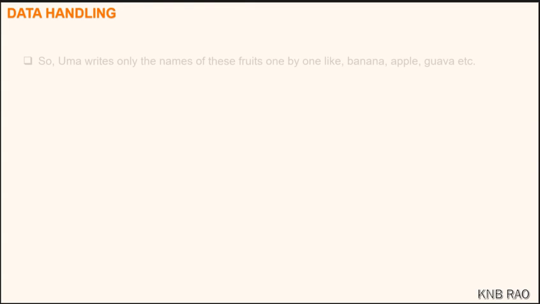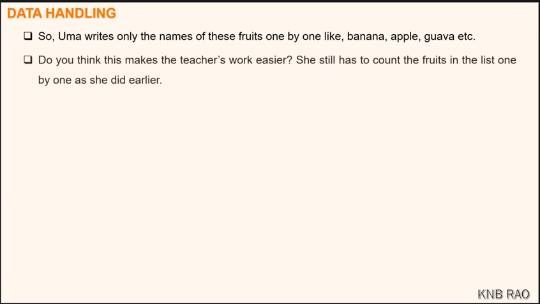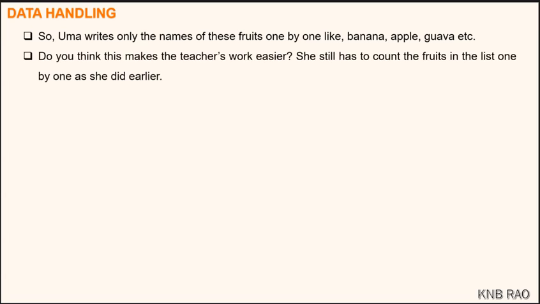Now, children, Uma writes only the names of the fruits one by one, like banana, apple, guava, orange, banana, apple, apple, apple, etc. Do you think this makes the teacher's work easier?